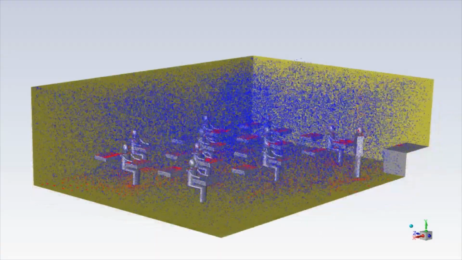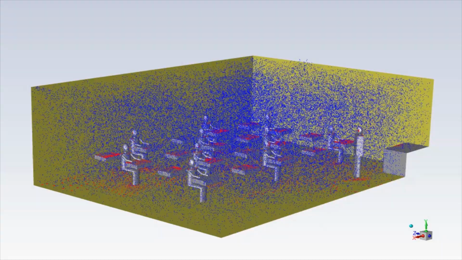For more insight, contact an internal flow specialist to evaluate your indoor space.